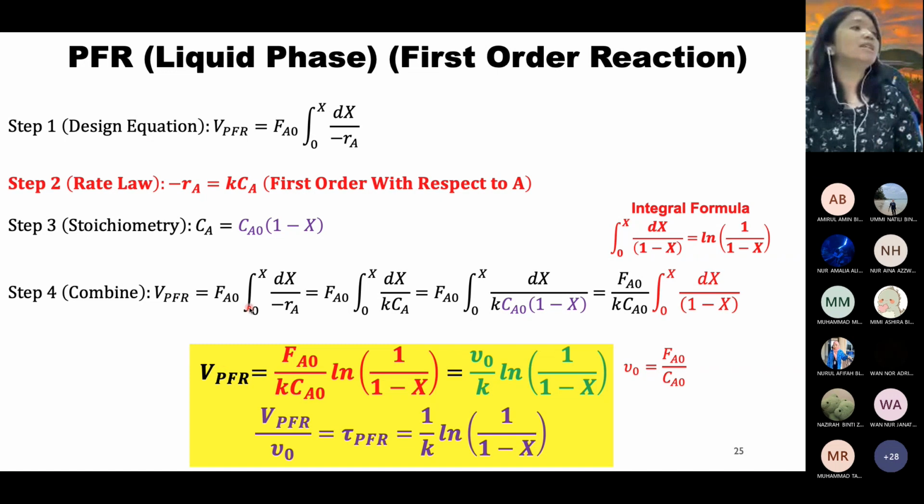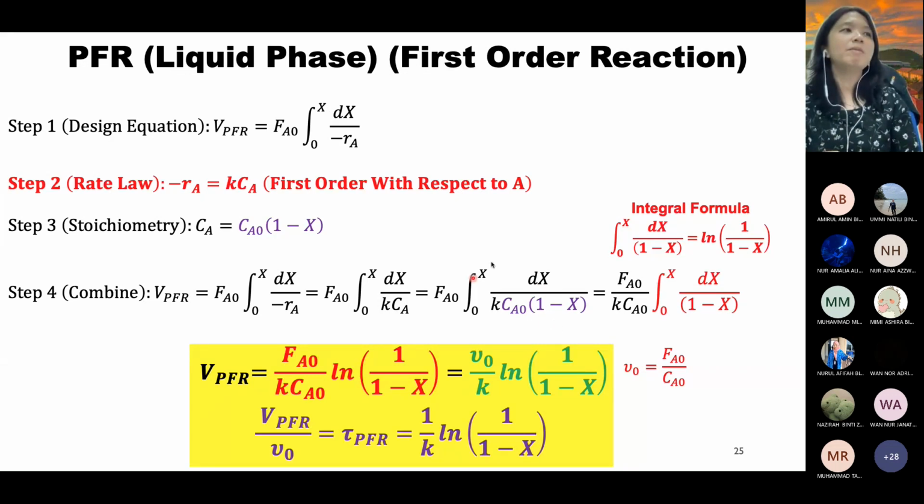Okay, so design equation dia volume PFR, FA naught, integrating 0 to X dX per minus RA. Minus RA, I replace with KCA. As I told you, the problem here is because kita tak boleh mengkamirkan CA terhadap X. Kita tak boleh mengkamirkan K terhadap X. Dia mesti X yang harus dikamirkan. So I replace the CA with CA naught in bracket 1 minus X. So ini kita dah baca kan, CA sama dengan CA naught 1 minus X for liquid phase.